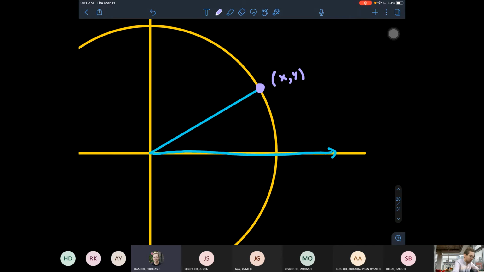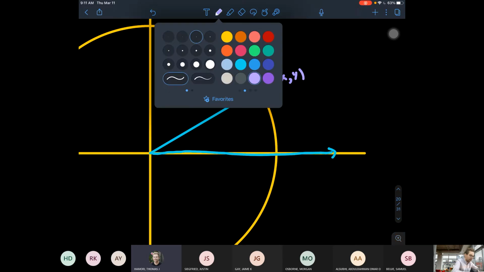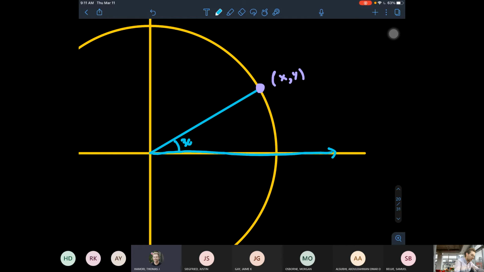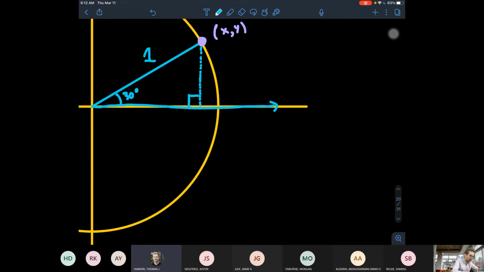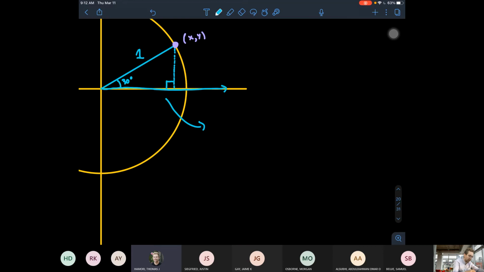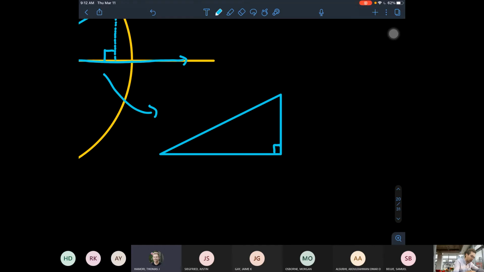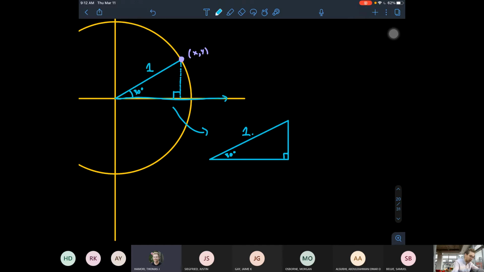Okay, and here's what I do. I use the fact that this is a 30-degree angle. Then I drop a line here which goes straight down, and I make a right angle, and I know that the hypotenuse of this triangle is 1. So if I were to bring this out, I would have a triangle. This triangle has a right angle here, a 30-degree angle here, a hypotenuse whose length is 1.